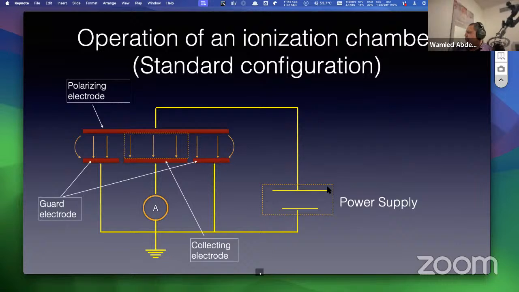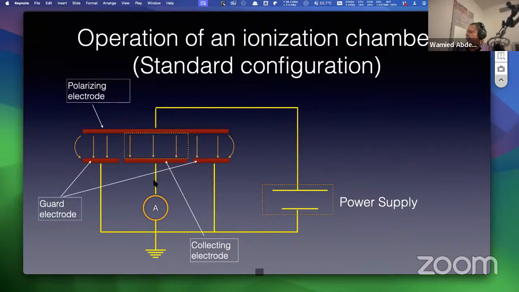So we have a power supply, and this power supply will polarize the chamber. Here, for example, we can have a positive voltage, and here a negative voltage, or zero, grounded. Based on this configuration, this is going to be grounded, so the potential there will be zero, whereas the power supply puts a potential on the polarizing electrode.